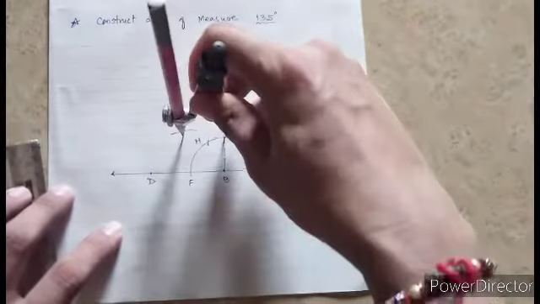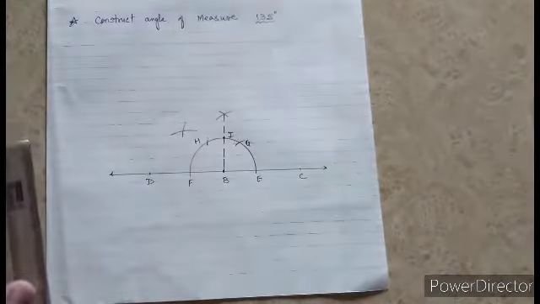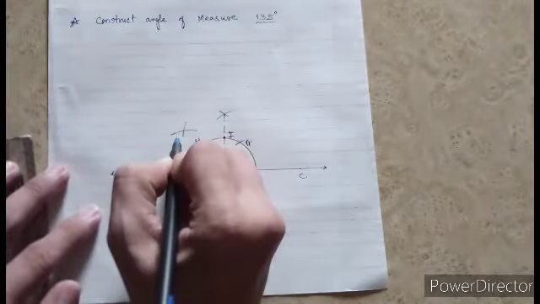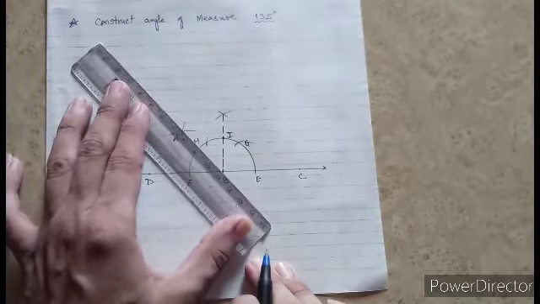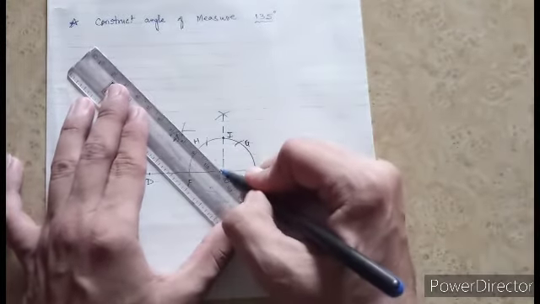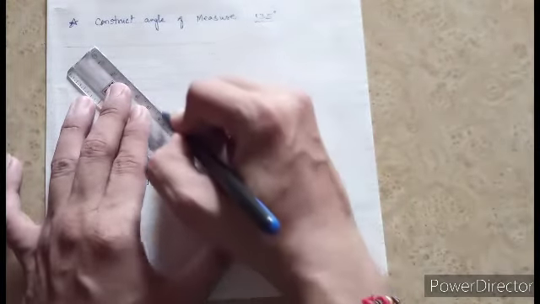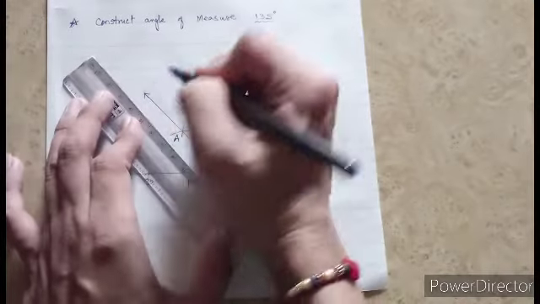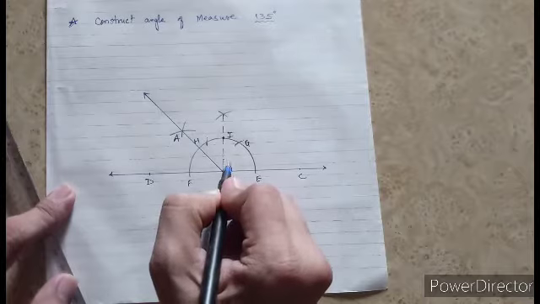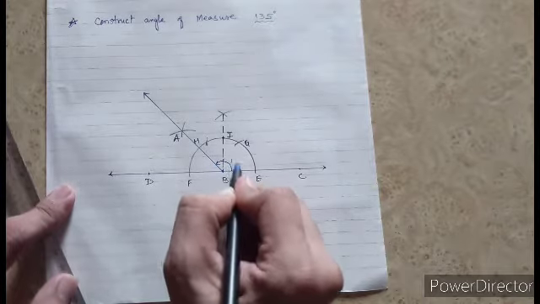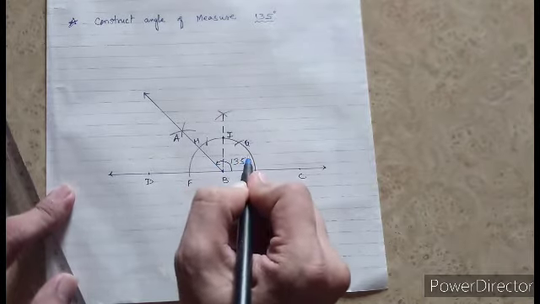Taking F as center, make an arc. Taking I as center, make an arc. And this reference point, suppose we call it A. Now draw ray BA. So here we got an angle ABC. This angle ABC is the measure 135 degrees.